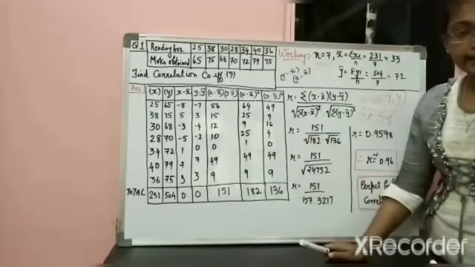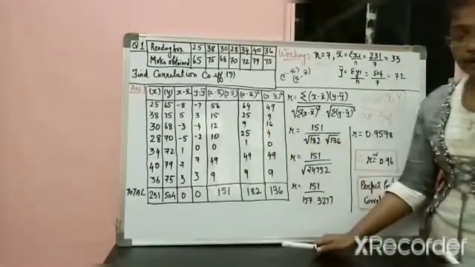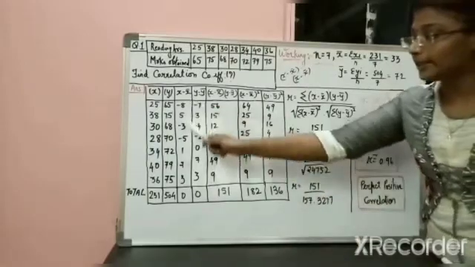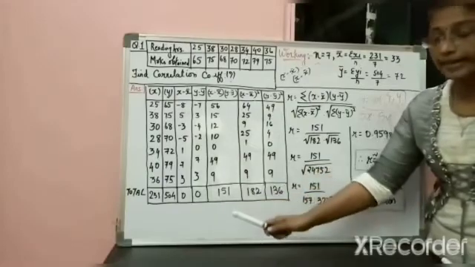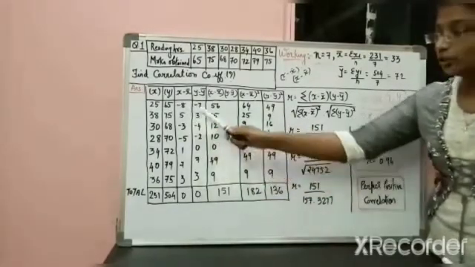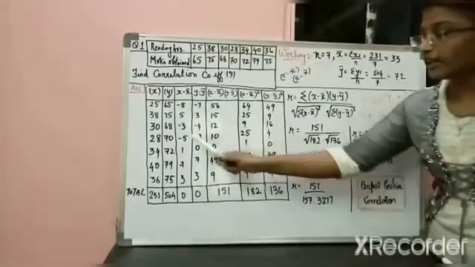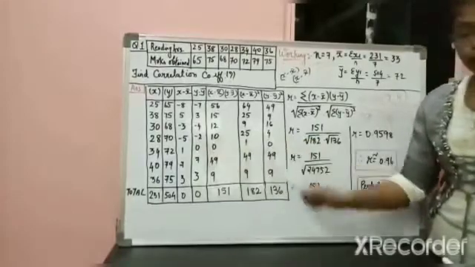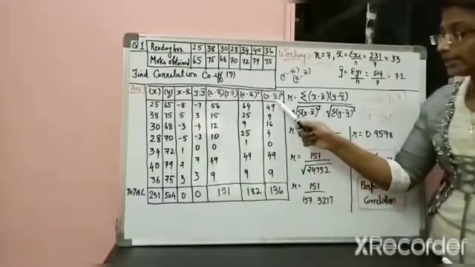Now the next column, it says x minus x bar the whole square. So what you have to do, you have to multiply this column with itself only. With this column only you have to multiply. So squares of these numbers would be: minus 8 into minus 8 would be 64, 5 into 5 is 25, minus 3 into minus 3 is 9. Like this you have to do for the rest of the candidates.